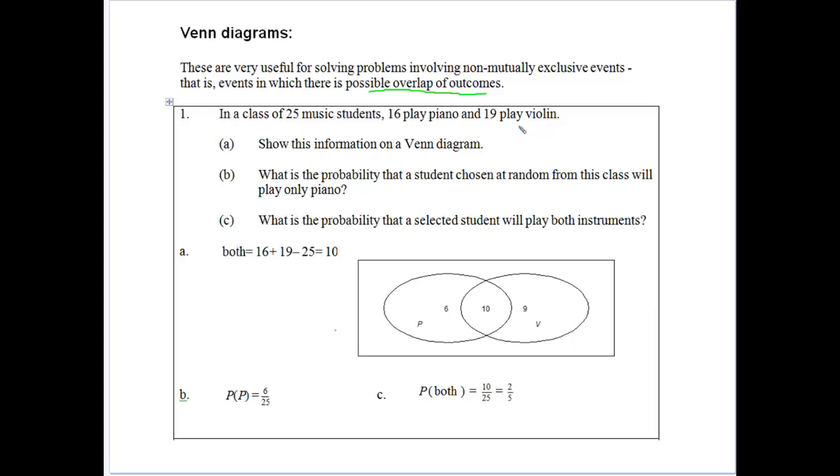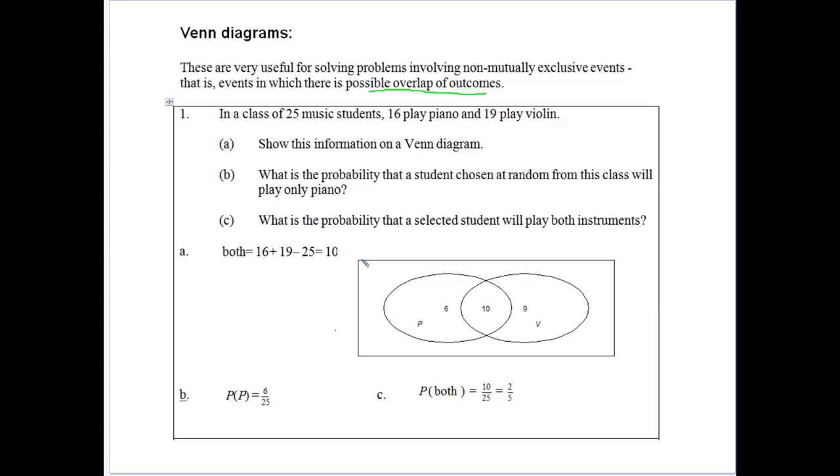Now, the first thing we look at and go, well, 25, but we've got 16 and 19. Wait on, that's more than 25. So it's obvious that some play both piano and violin. That's going to be part of the problem. You can see in part C, what's the probability that the selected student will play both instruments? Well, we need to work out how many do play both instruments. So this is where a Venn diagram comes into play.